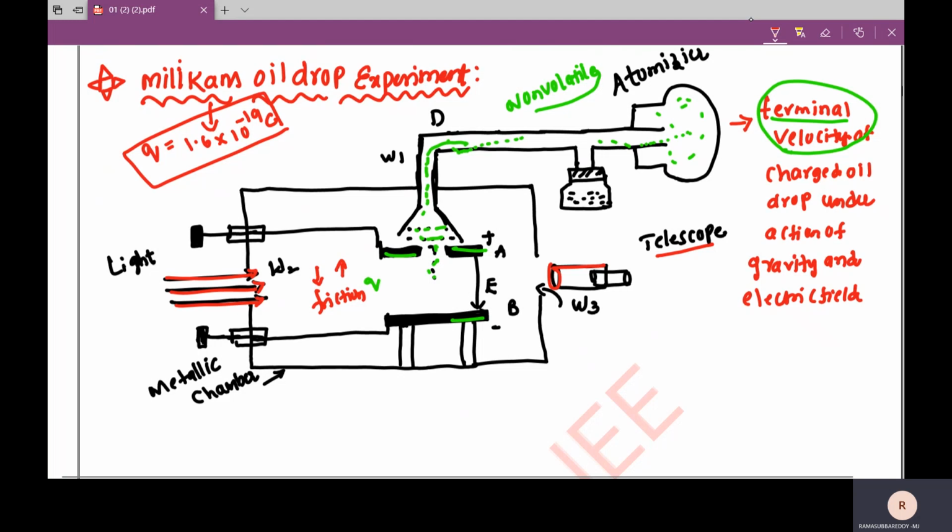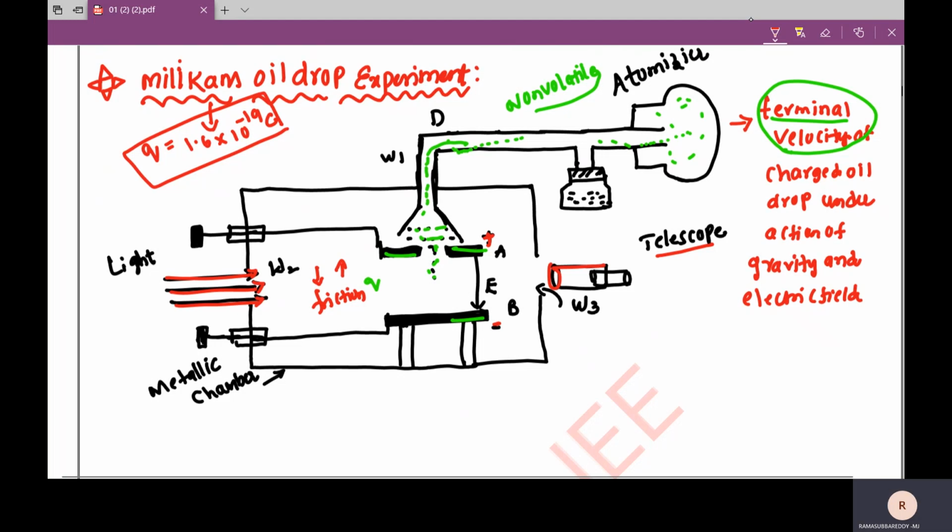Okay, now we'll see how an electric field is produced between the plates A and B. Now we are producing the electric field between A and B. The upper plate is connected to the positive terminal of the battery and the lower plate is connected to the negative terminal of the battery. Okay, this is our direction of the battery. Then what will happen?